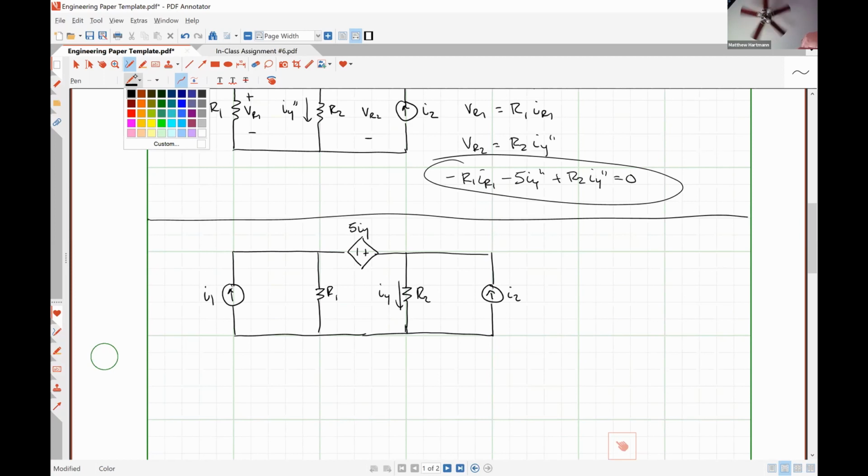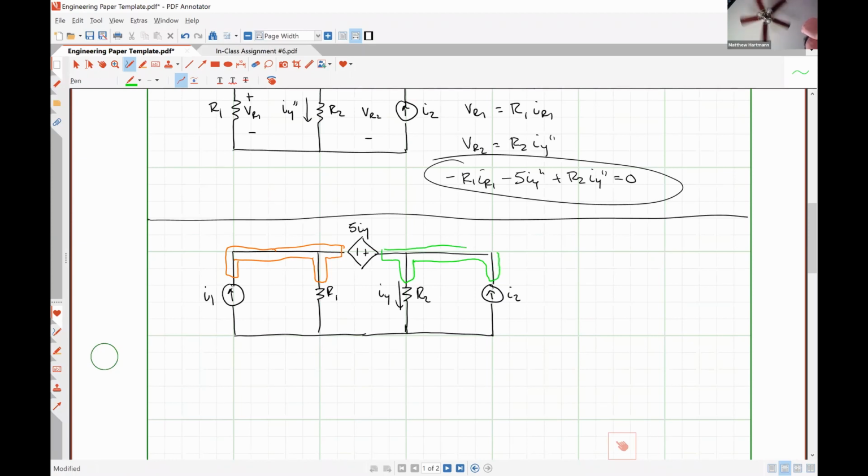So the first thing that I do in a nodal analysis problem is identify my nodes. So I have this orange node, this green node, and lastly, this blue node. I'm now going to choose which one will be my reference, and I'm going to choose the bottom node because it has the most elements connected to it.